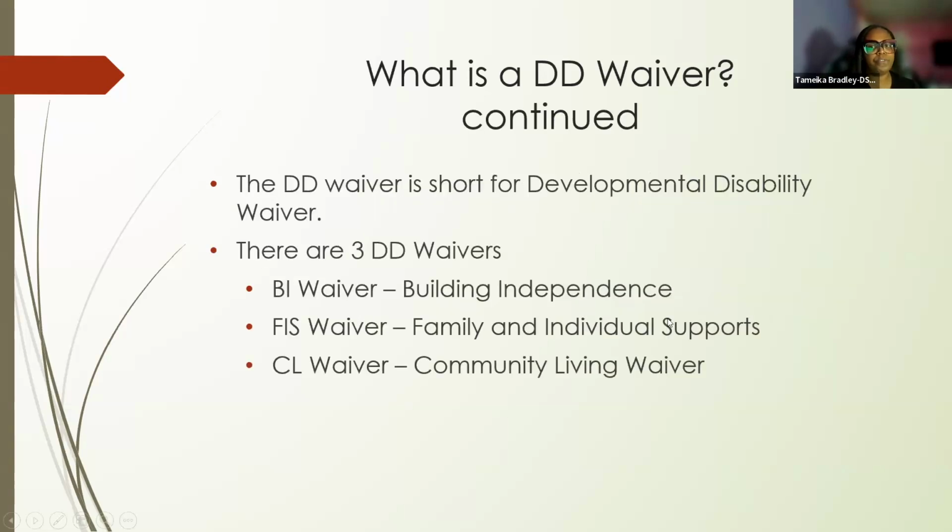The DD waiver is short for Developmental Disability Waivers. There are 3 DD waivers. We have the BI waiver, which is the Building and Independence Waiver. We have the FIS waiver, which is the Family and Individual Supports Waiver. And we have the CL waiver, which is the Community Living Waiver. So when your loved one or your student comes in to be screened to be placed on the DD waiver waitlist, they go on the waitlist for all 3 of the waivers.